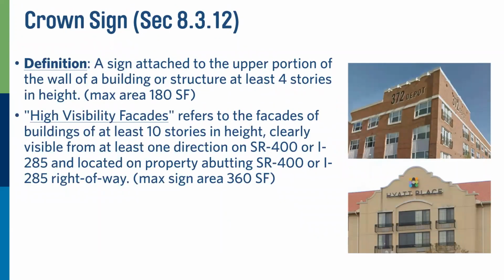Ground signs. We don't see too many of these, but we do have several tall buildings and new buildings being built. Basically, it's a sign that's attached to the upper portion of the building that is 4 stories in height. We have larger buildings like the King and Queen, for example. Those are called high visibility facades. Those are buildings that are at least 10 stories in height, and they're clearly visible from the highway, 400 and 285, and they have to be adjacent to the highway. So when you meet that criteria, there's a few buildings. If you come up 285 near North Side, there's a hotel there, and they have a big sign there. There's several hotels that have a similar thing, but that's basically what that is.